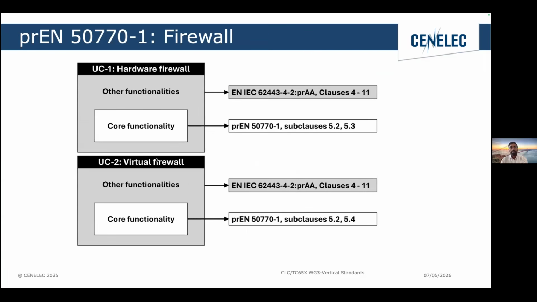Okay. So in firewall, you see the core functionality. We have two profiles: one is the hardware profile, and another one is the virtual profile. The core functionalities are addressed in 5-2 and 5-3 subclasses, and also 5-2 and 5-4. To address the other functionalities, there's a normative reference to the 4-2 broad vertical, class 4-11. Do the applicability process and identify the list of requirements. So for other functionalities, you have to perform AR1, AR2, and AR3.